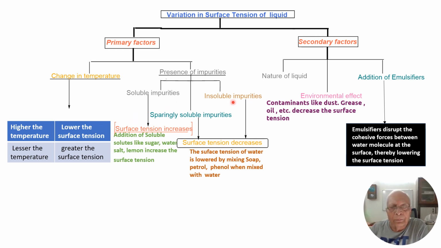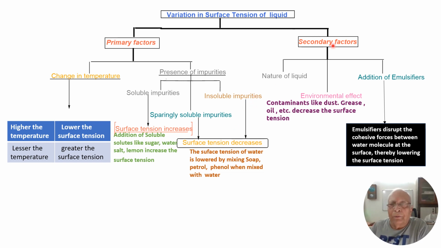You must know the result, the outcome of these factors. Presence of impurities. It may be a soluble impurity, it may be an insoluble impurity, or sparingly soluble impurities. If it is a soluble impurity, in case of water, it may be soluble solutes like sugar, salt, lemon, etc. They increase the surface tension. Surface tension is increased by those impurities which dissolve in the liquid. If less soluble impurities are there, or even if insoluble impurities are there, the surface tension decreases. Why? We are going to take it up in the next slide.